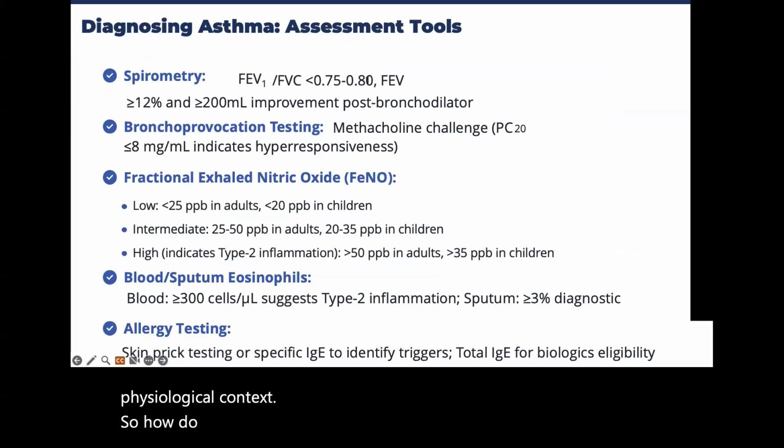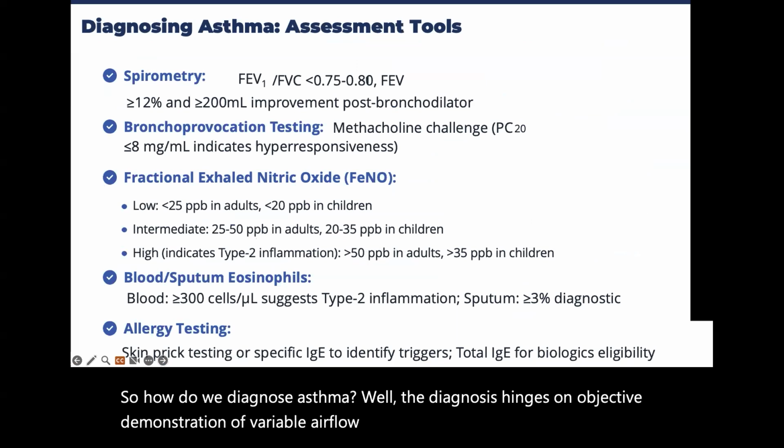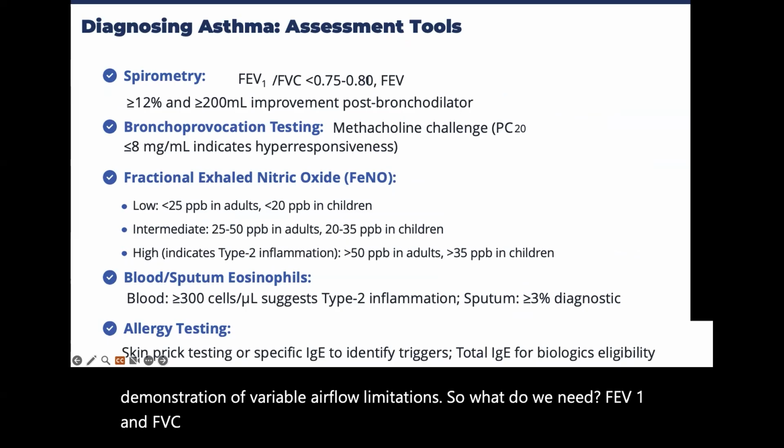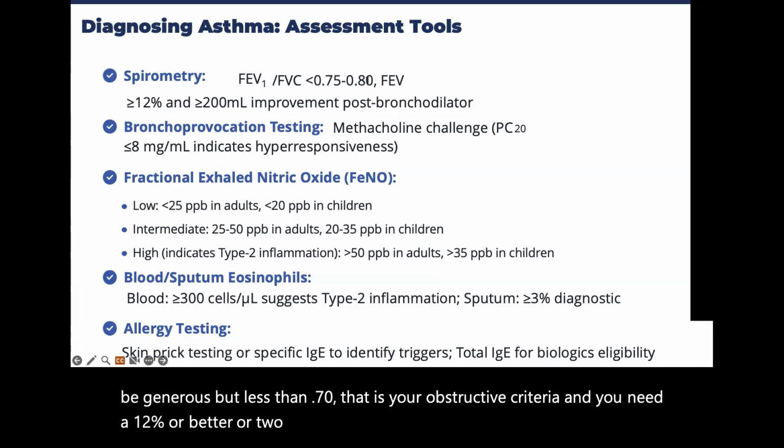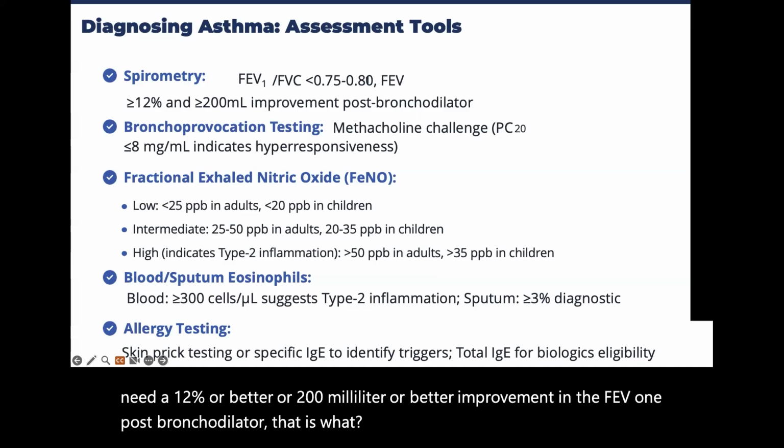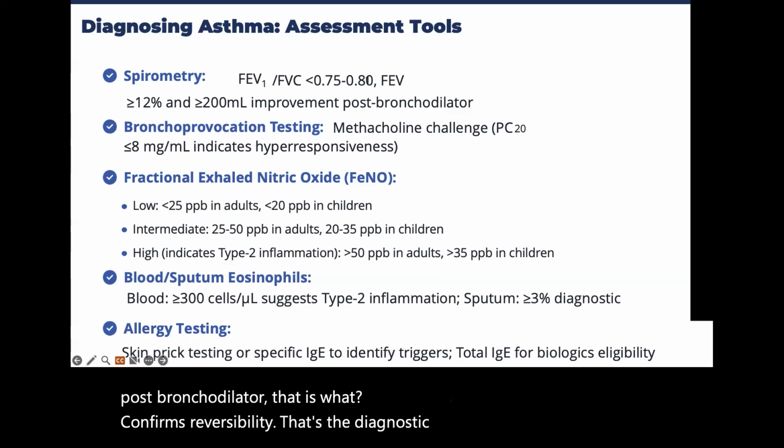So how do we diagnose asthma? Well, the diagnosis hinges on objective demonstration of variable airflow limitation. So what do we need? FEV1/FVC ratio needs to be less than 0.70. I have 0.75 here if you're going to be generous, but less than 0.70, that is your obstructive criteria. And you need a 12% or better, or 200 milliliter or better, improvement in the FEV1 post bronchodilator. That is what confirms reversibility. That's the diagnostic indicator for asthma.